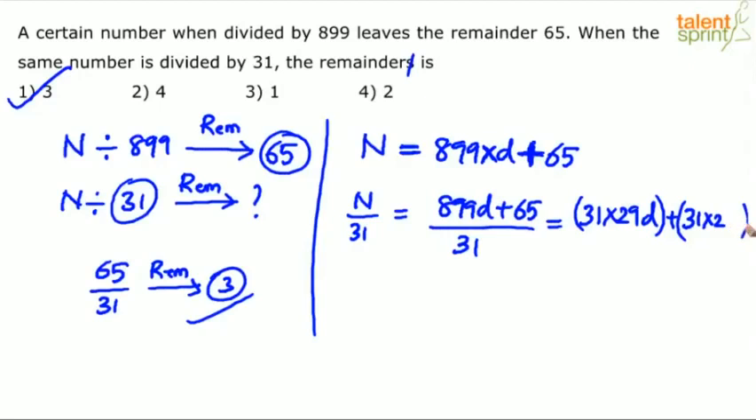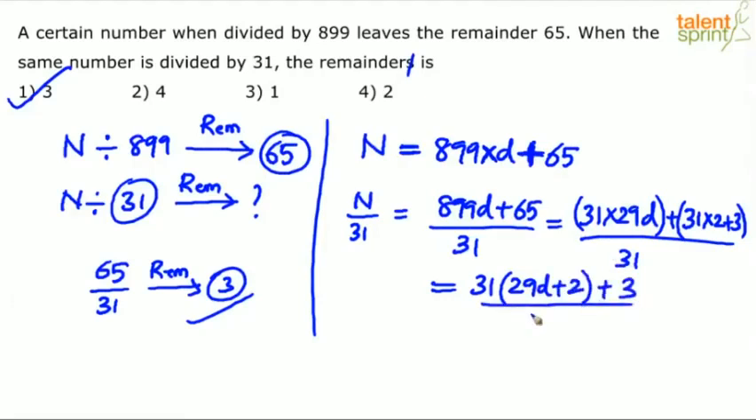I'm giving you the traditional method of solving this. 31 into 2, 62, plus 3. This is 65. This is now being divided by 31. Now in the numerator, if you take 31 common, what do we get? 29d plus 2. And the extra part is 3. This is being divided by 31. Now if you observe the first part, 31 multiplied by 29d plus 2, this is anyway divisible by 31. What is not divisible? 3. So that 3 will become the remainder. This 3 is extra, which cannot be divided by 31. So that 3 is the remainder here. Option 1.